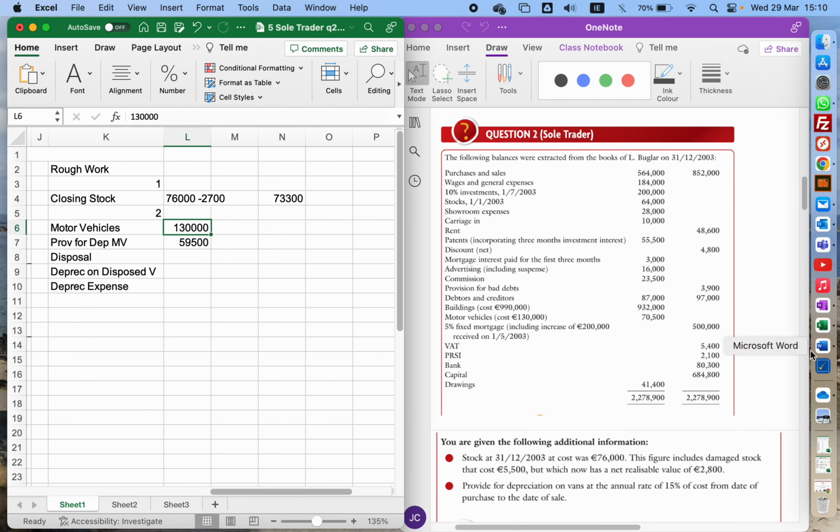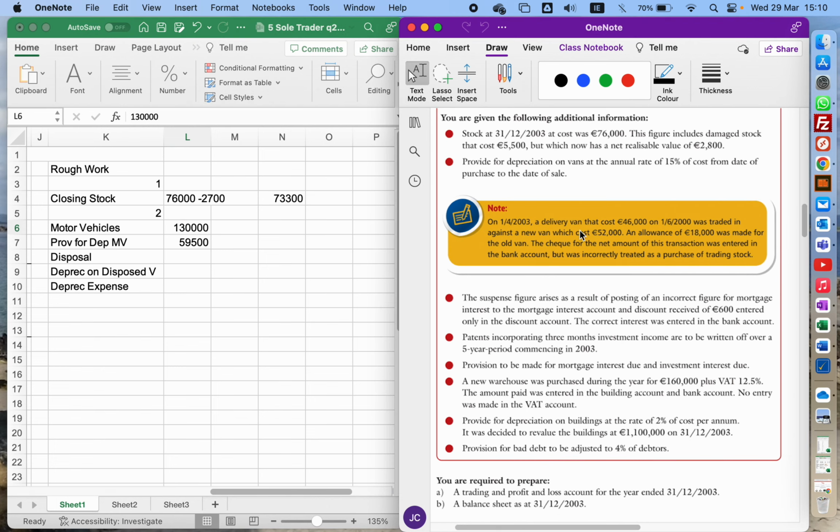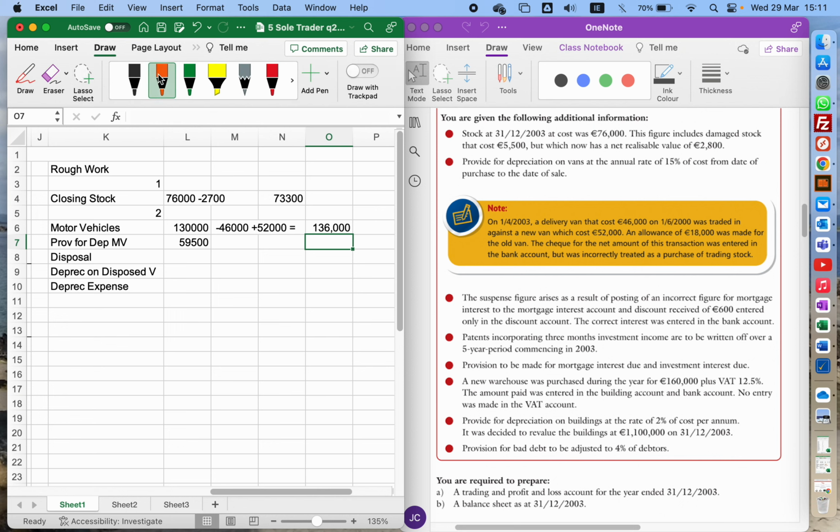Now the motor vehicles, I'm going to add to that the value of the vehicle I bought, and I'll take away the vehicle that was depreciated, or the vehicle that was sold. So I bought a vehicle costing 46 and I got rid of one costing 52. So I'll have 130, and then I'll have to that plus 50, I'll get rid of the one first, so minus 46, and then plus 52, and that will give me a final figure. So that's 136, and that's the figure. I'm just going to put a circle around that just to remind myself. That's the figure that I'm going to eventually put into my balance sheet.